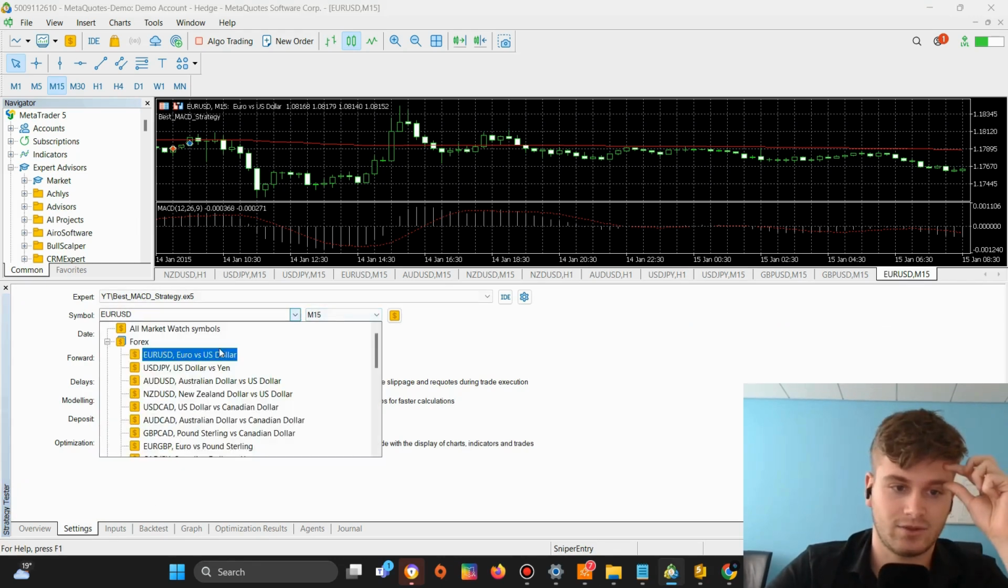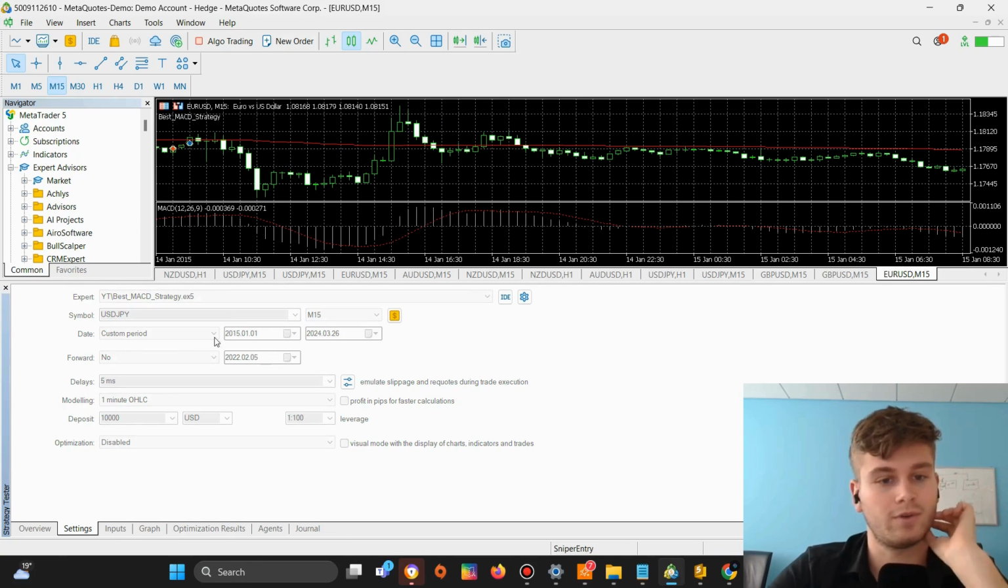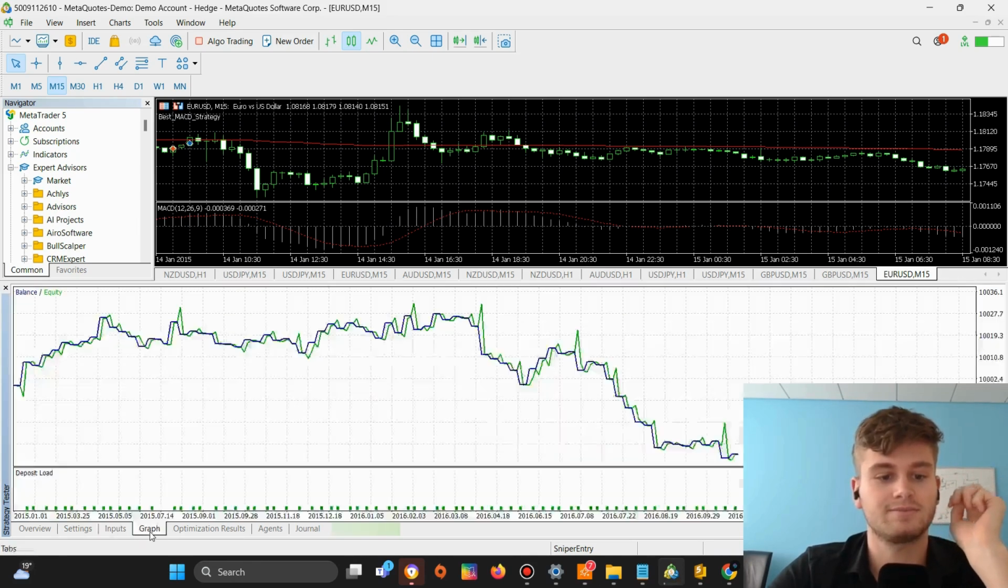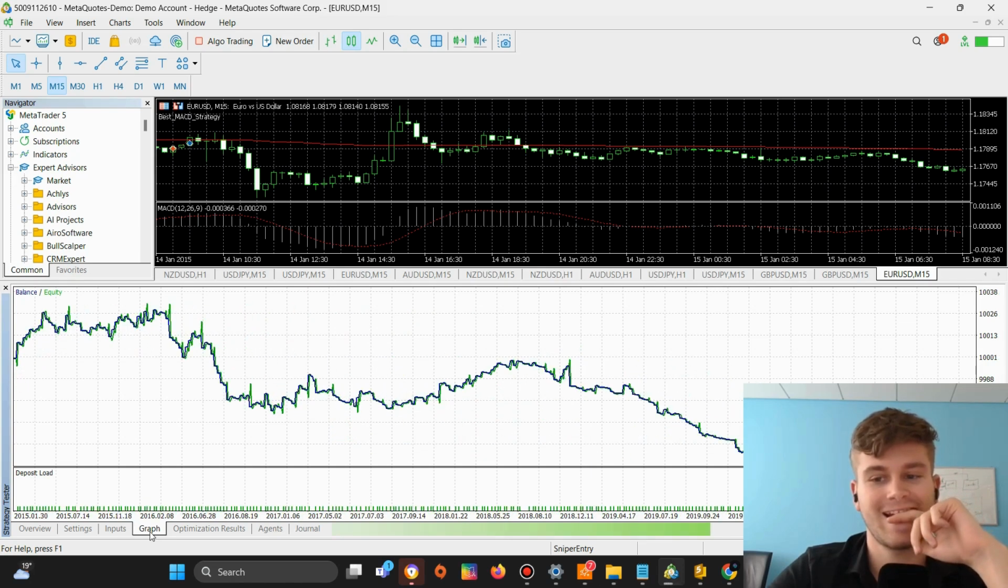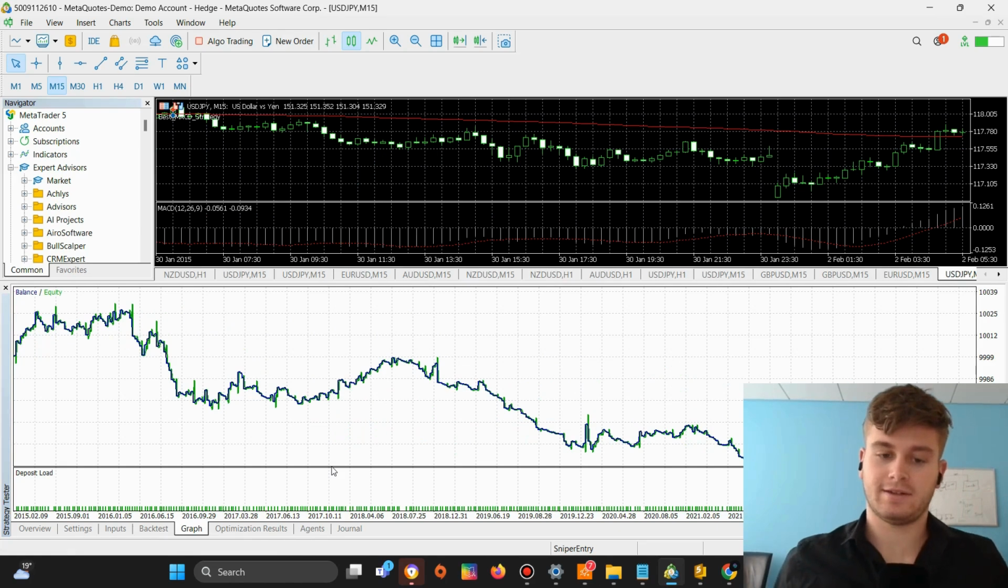Let's test this on one more pair, USD Japan, over the last 9 or 10 years, and this doesn't work that well. Okay, so this is the first part where I coded the strategy, and it's not that bad, but let's improve it.